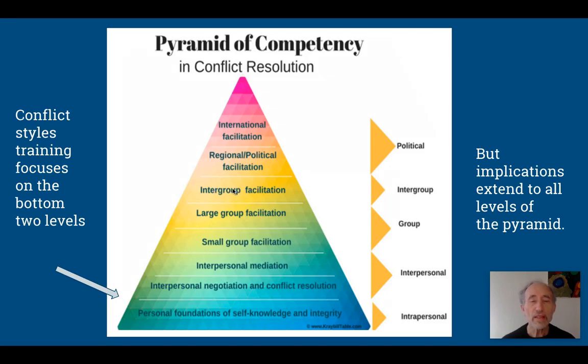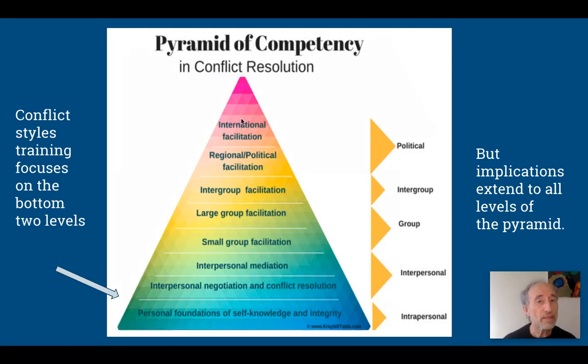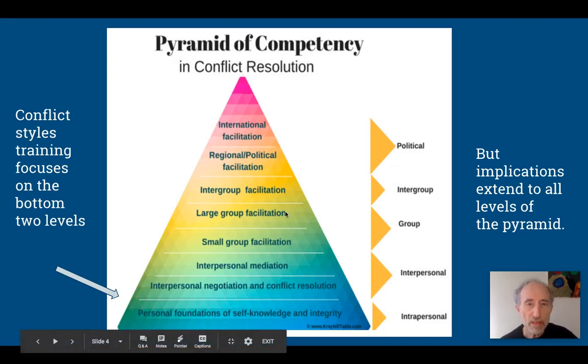We also need a small number of people in our communities who are good at bringing groups together to talk about their problems or their decisions that need to be made. And we need people who can, using all of the skills below, work in regional or political facilitation. And we need people to work between the nations of our world to reduce the chances that we actually destroy ourselves. So this is a pyramid of competency.